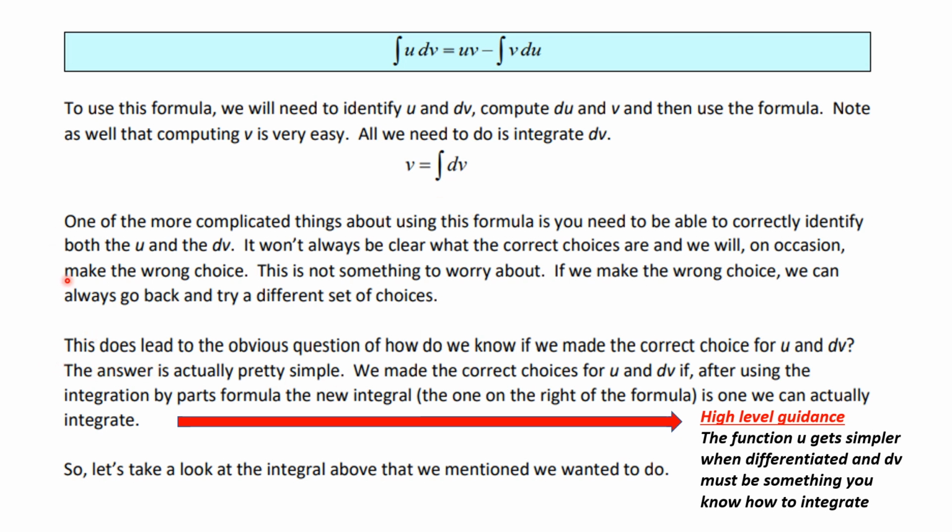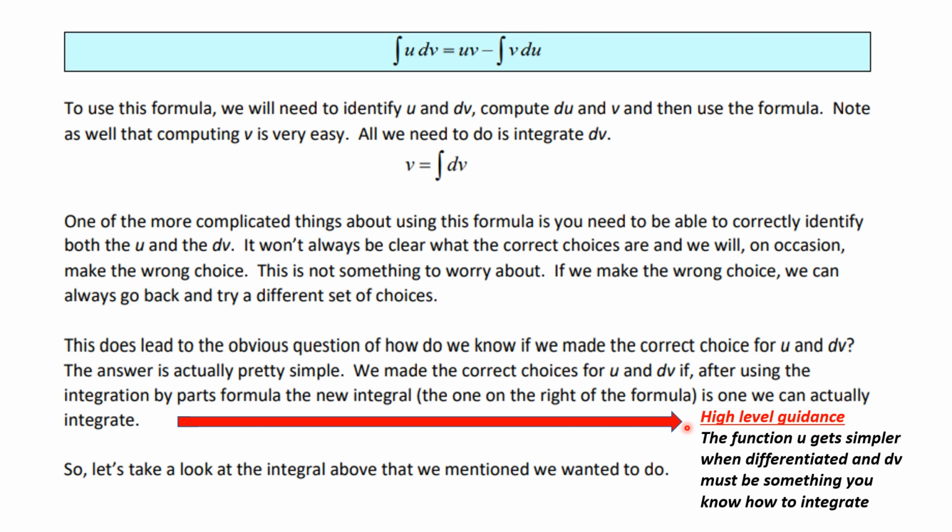This does, however, lead to the obvious question of how do we know if we make the correct choice for them? Well, the answer is pretty simple. If we make the correct choice, after using the integration by parts formula, the new integral, the one on the right of the formula, is one we can actually integrate. That is, magic happens.